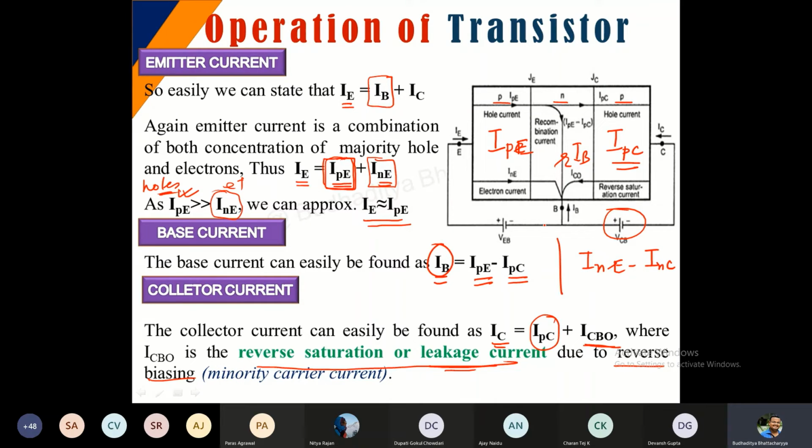Remember the graph I told you. Suppose I have a graph like this. For a reverse bias connection, the graph was something like this. There was some small current, and then after a certain breakdown voltage, it was going up very fast.